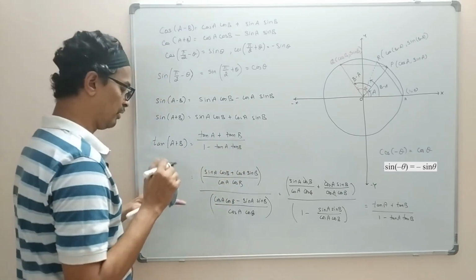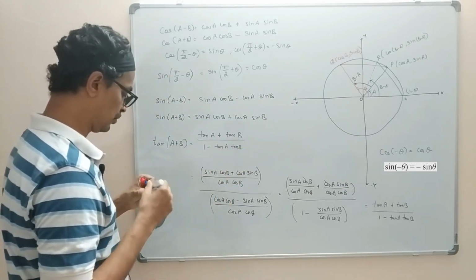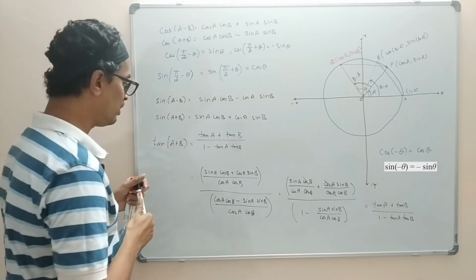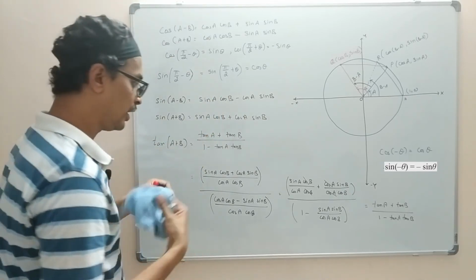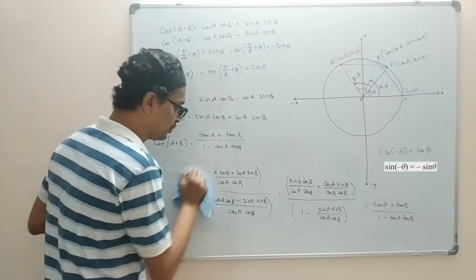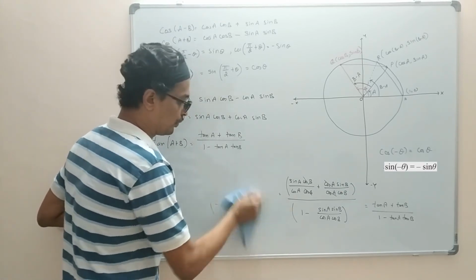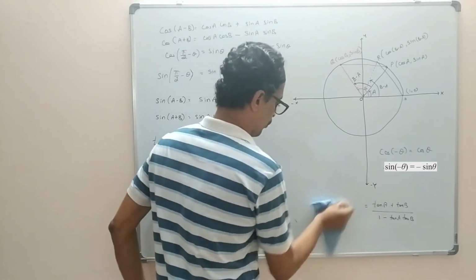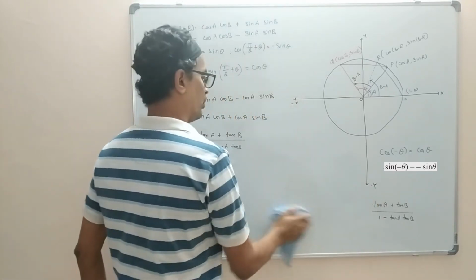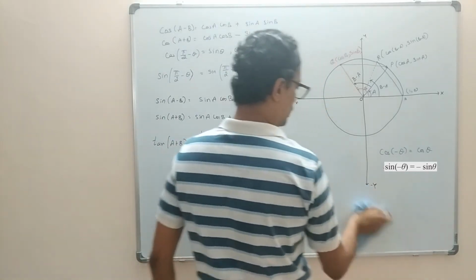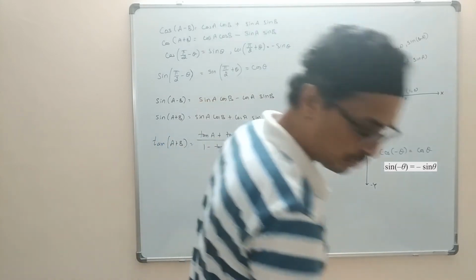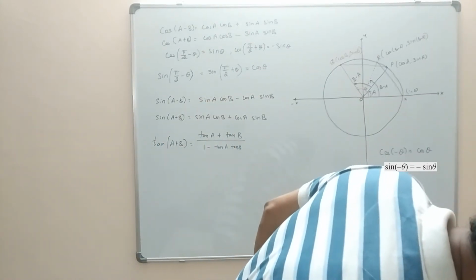But remember, A and B should not be pi by 2. Correct? Why? Then it becomes infinity. We will never use the trigonometric ratios when it is going to be infinity. Because those are undefined values, we will not use them. Okay? So we got cos, sine, tan and all.